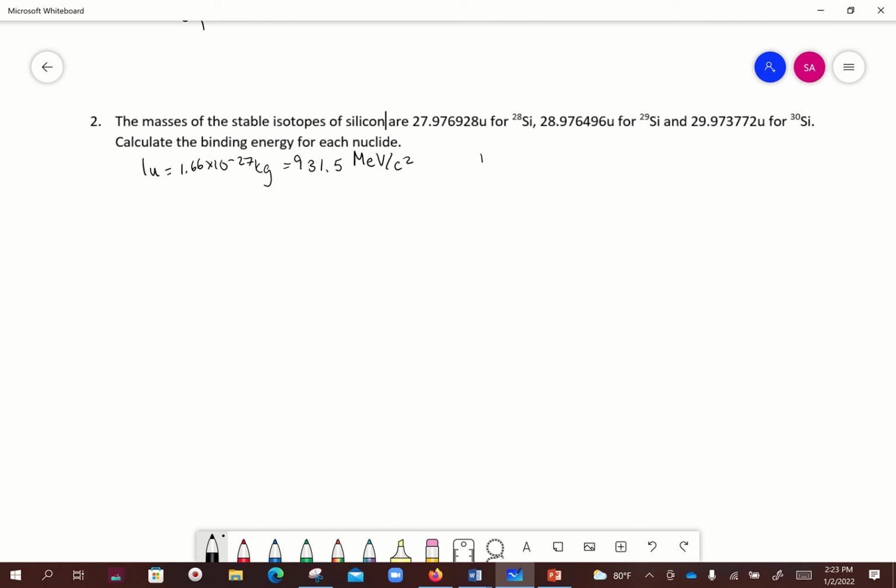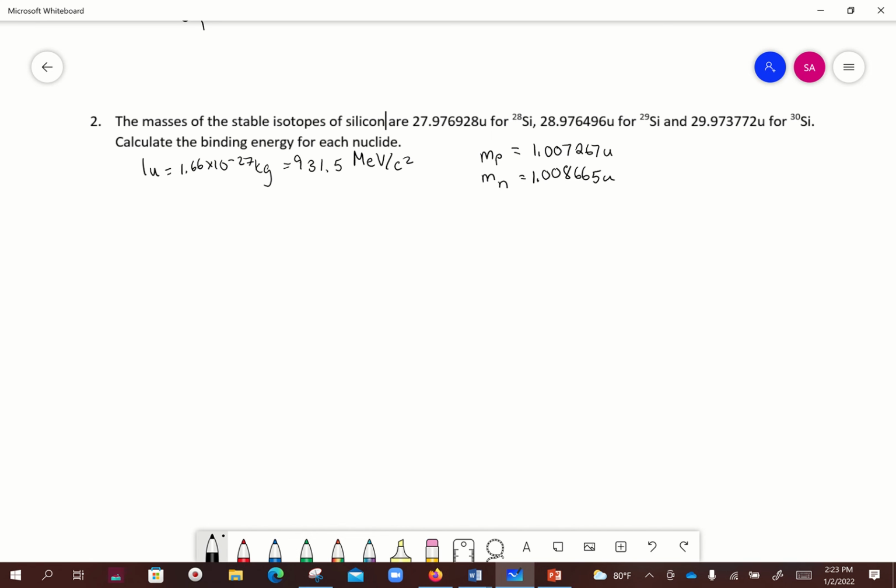We also need to know what the mass of the proton and what the mass of the neutron are in U. So for a proton, it's 1.007267, and we keep a whole bunch of significant figures when we do this, because often the differences are very small fractions of an atomic unit, and so if you round off, you're going to get the wrong number.